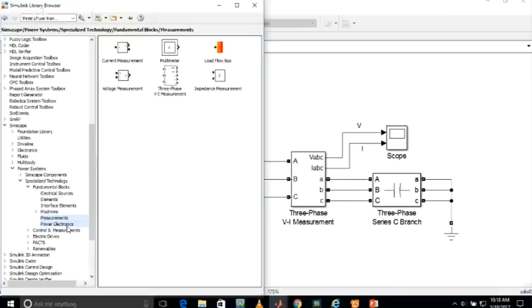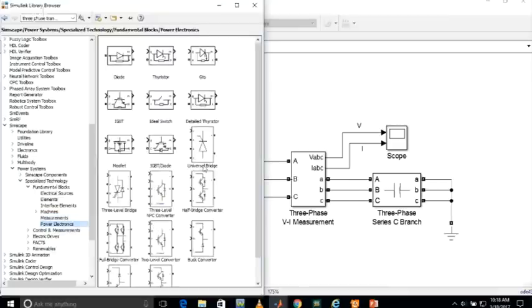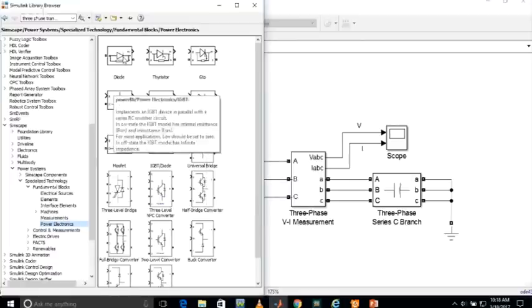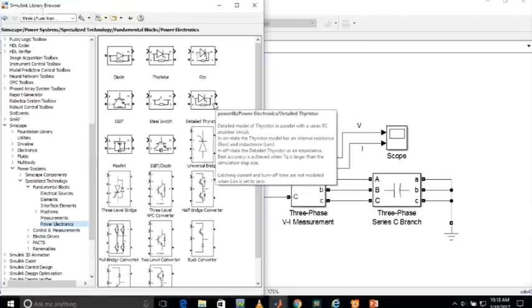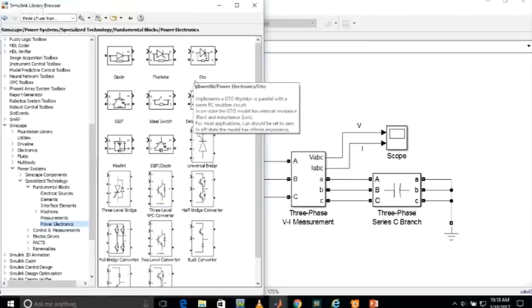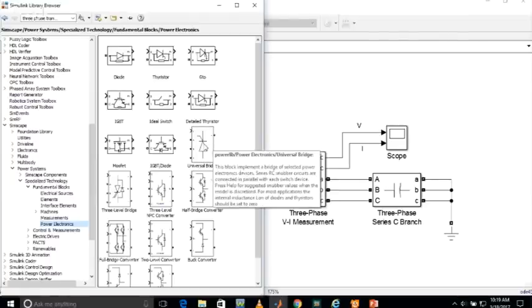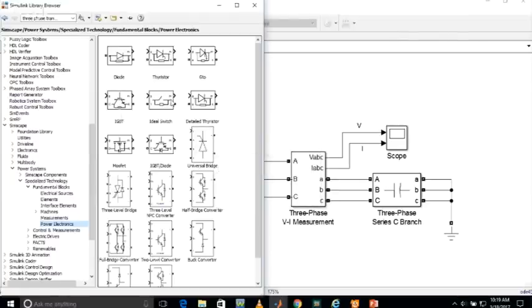in our model. And in Power Electronics, we have the universal bridge, and most of the time you are going to use the universal bridge. If you don't want to use the universal bridge, you can make your own inverter circuit or rectifier circuit using the devices present above, like diode, thyristor, GTO, IGBT, ideal switch, and detailed thyristor. You can make your own inverter or rectifier circuit by joining these components in a particular design.